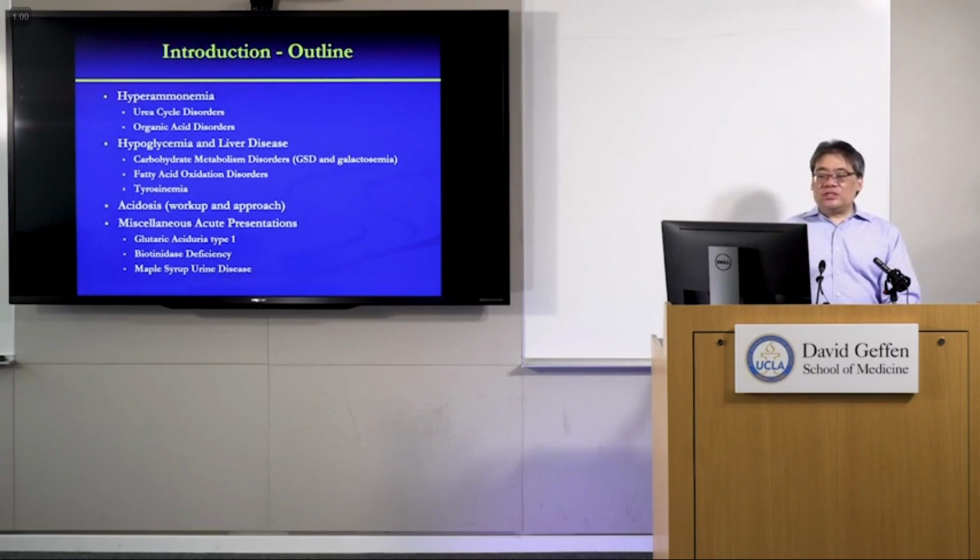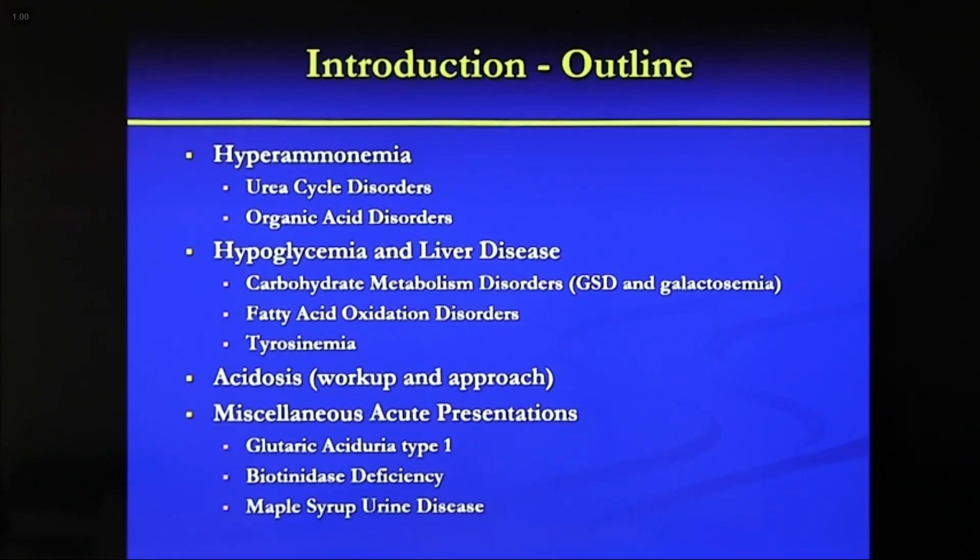Now, you will notice something different about the outline of this lecture versus the way maybe board review books are. The reason is that I did it by presentation. In other words, I look at which disorders cause hyperammonemia, disorders of glucose metabolism, et cetera, and then there's miscellaneous at the end. The books will do amino acid disorders, organic acid disorders.